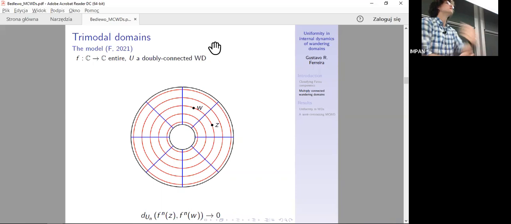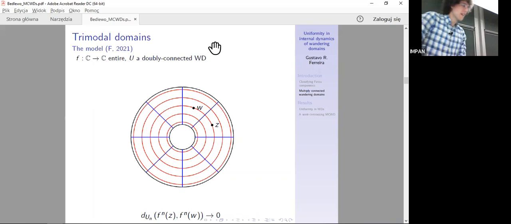Yeah, that would be a nice approximation. I could just show you a nice blue circle here and just put a black dot in the middle and say, look, this is a doubly connected wandering domain. But yeah, so I chose to use this standard annulus here to represent your doubly connected wandering domain.